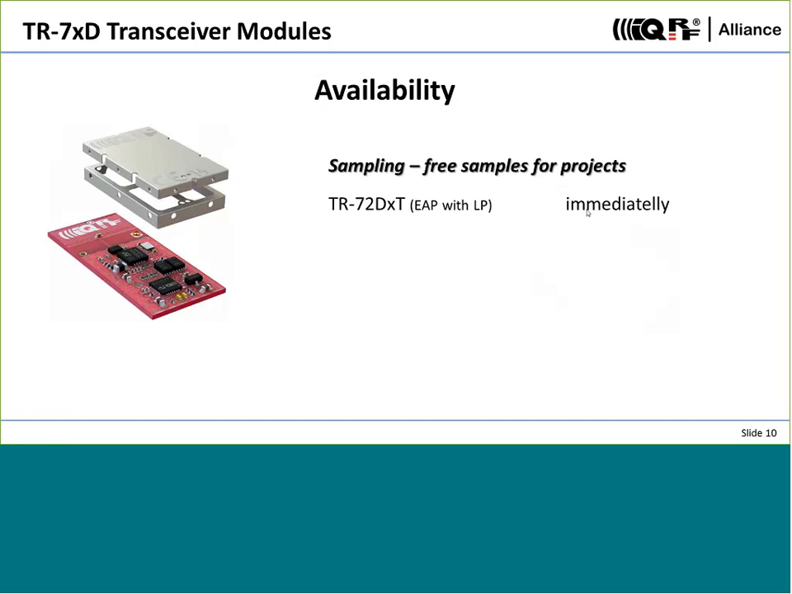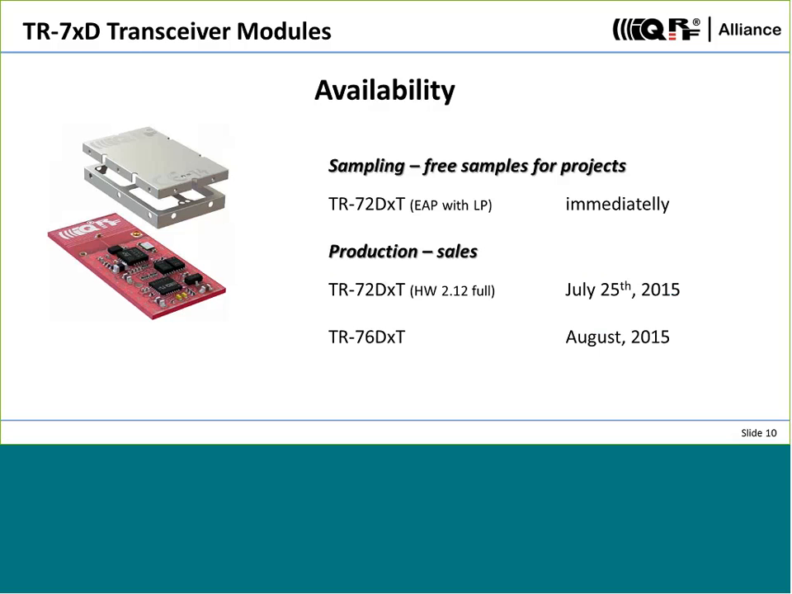Regarding the availability, now we have the 72DA, DAT especially, so with antenna and temperature sensor, available as samples. Those modules are even free for a limited amount. So if you want to test it, you can order, let's say, 3-4 pieces for your tests right now. Regarding the production, we plan the 72 to be fully released at the end of July, and the 76 at the end of August.